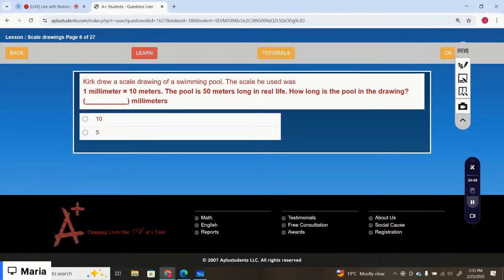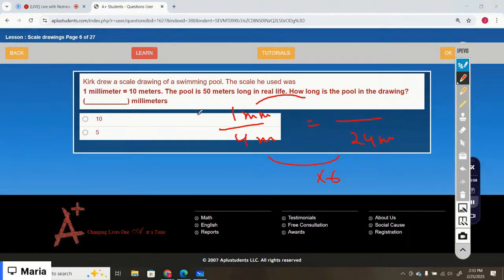1 millimeter equals 100 meters. The pool is 50 meters long in real life. How long is the pool in the drawing? So 1 millimeter equals 10 meters, right? Yes, that is 5. Option number 2 is the correct option.